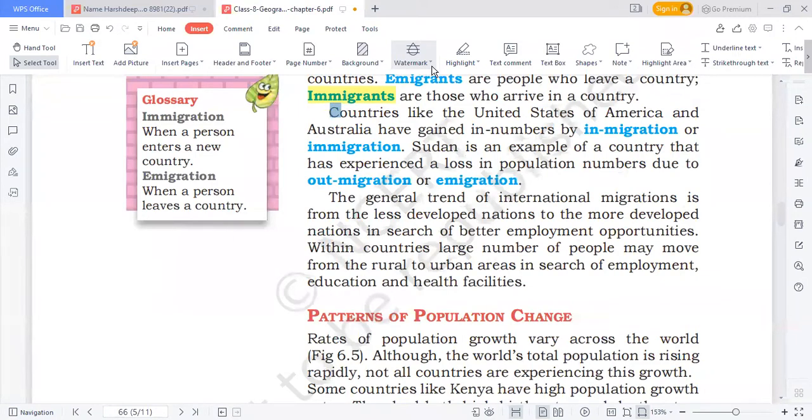Third, social securities. Social securities attract the population.